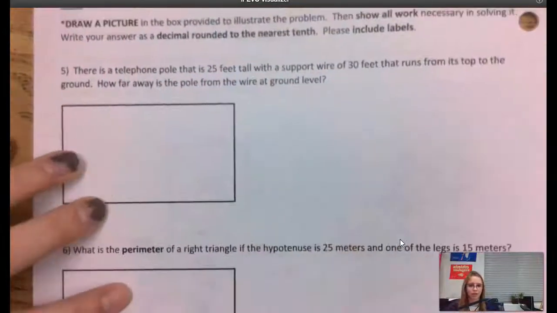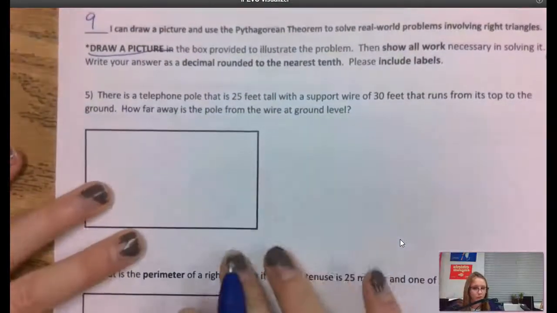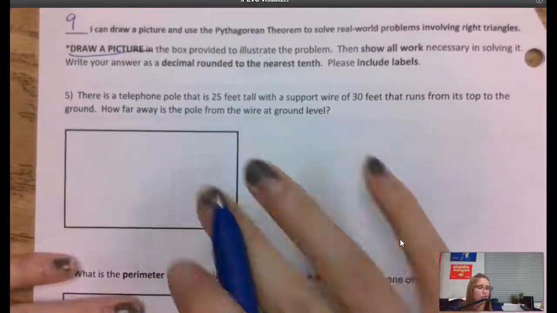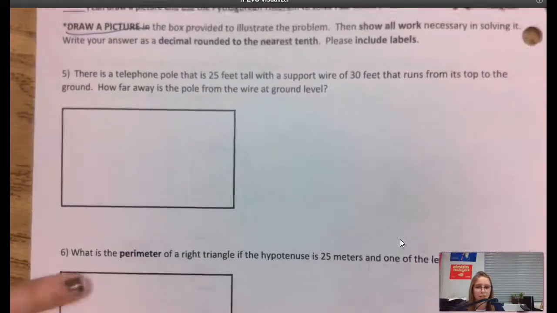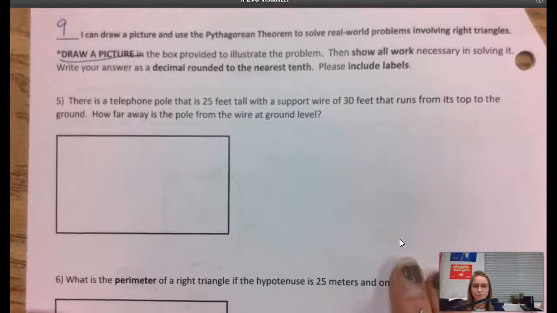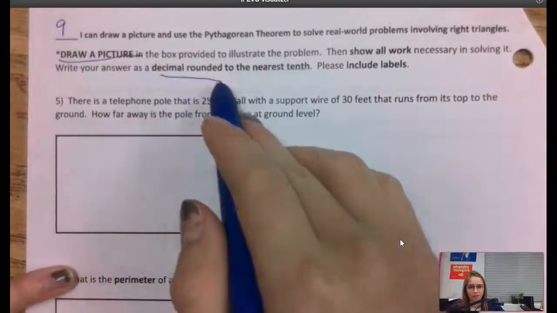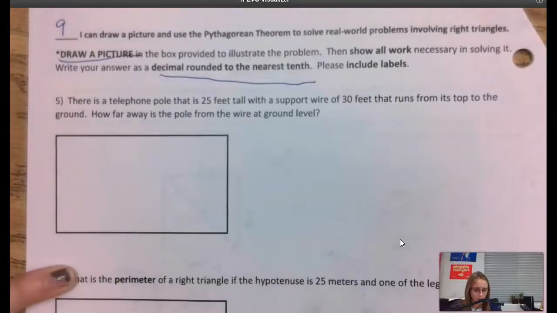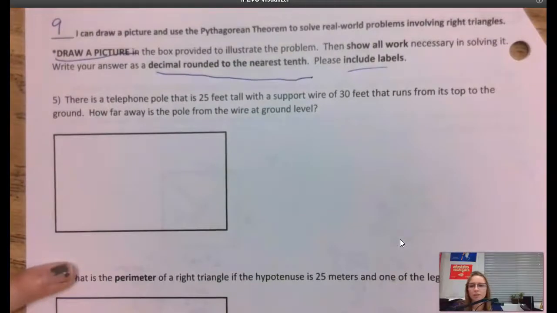This one was out of 9 points, and I gave 3 points for each problem. Because it says to draw a picture, you got a point for drawing the picture. I didn't judge you on how the picture looked; I just made sure you had it in the correct spots. It says show all work and round to the nearest tenth. It says include labels, but to be honest, I did not count you off if you didn't.